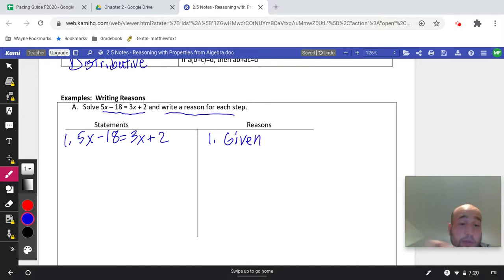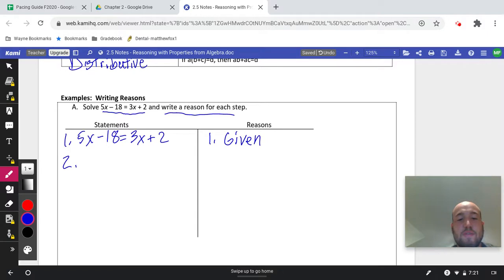You can't just come up with what you're supposed to prove. They're going to ask you to prove something, and that is always given. So over here on the right, under reasons, that is always going to be given. Now, from here, we have a couple things we could do, and the order won't always be the same.